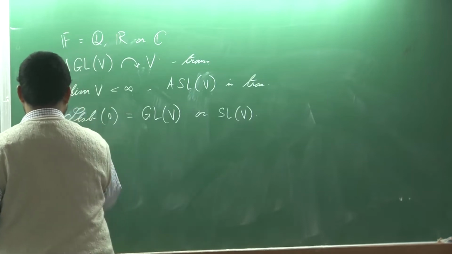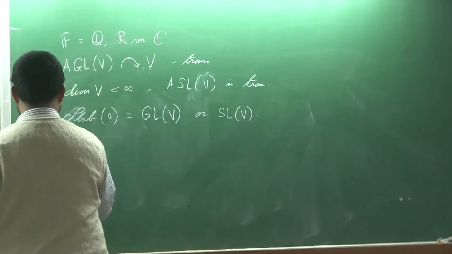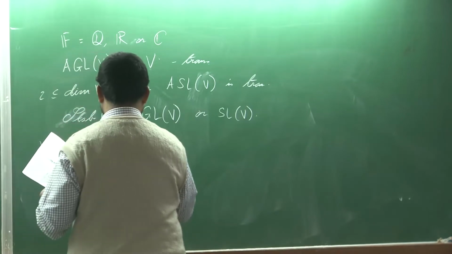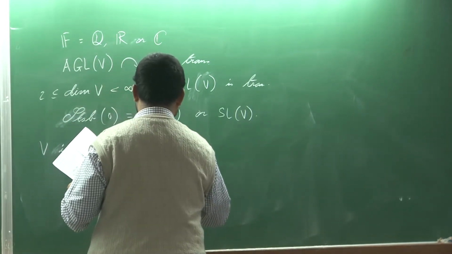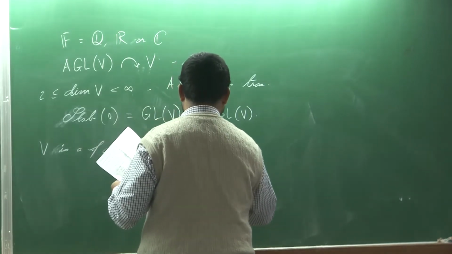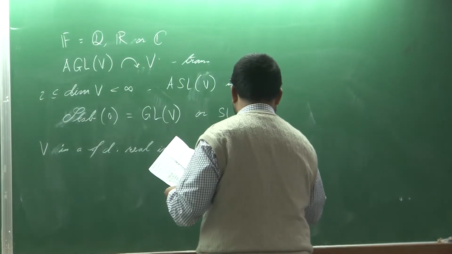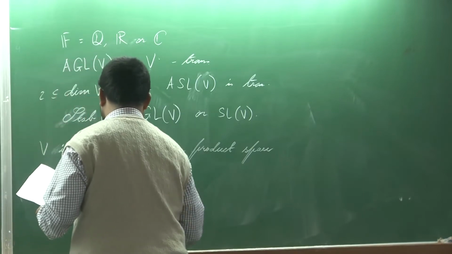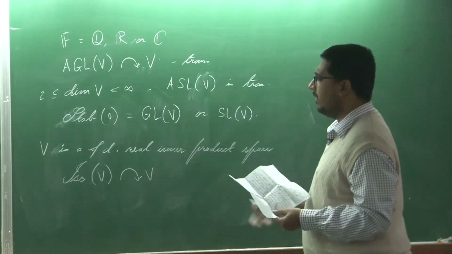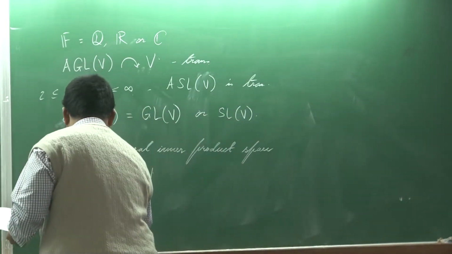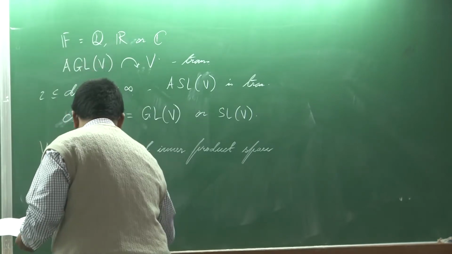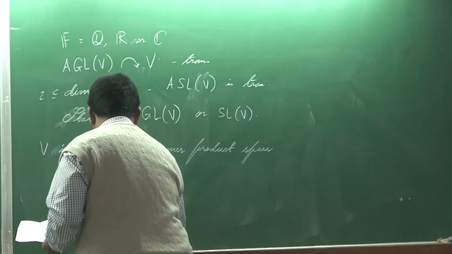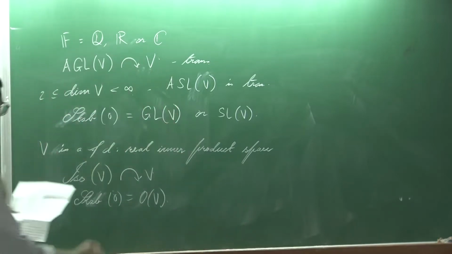Furthermore, if V is a finite dimensional real inner product space, then of course we have the group of all isometries of V acting on V. This is also transitive by similar logic, and here the stabilizer of the origin is precisely the orthogonal group of V, because we have a concrete description for this isometry group. Okay. The set of all orthogonal transformations on V.